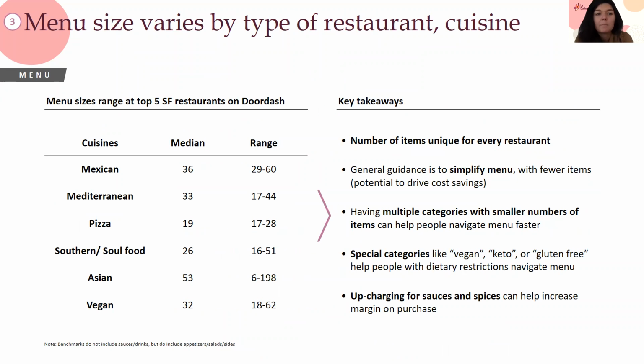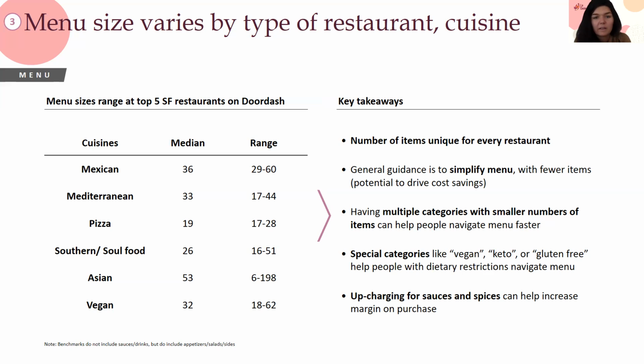On this slide, we have some benchmarks of the number of menu items by cuisine. On the left-hand side, you can see different types of cuisines, the median number of menu items that they're delivering, and the range. As you can see, the range is pretty wide. So let's take the Asian category for an example. The typical Asian restaurant is offering 50 items. However, we saw the range from 6 to almost 200 items.